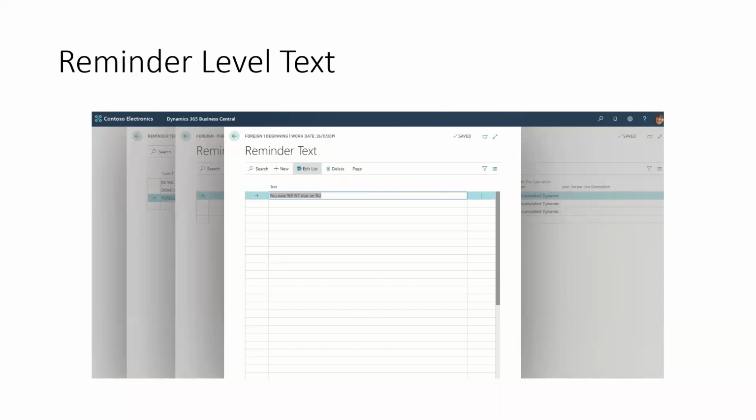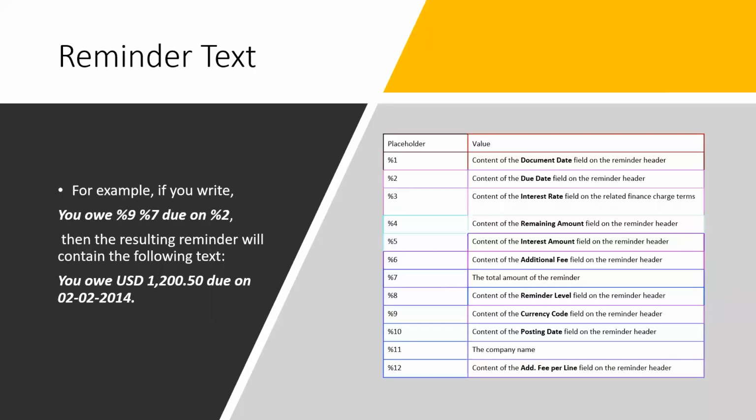The important thing that I would like to explain is the percentages that we see here. You owe %9, %7, due on %2. These specific variables are telling Business Central to take a look at some data on my invoices and show it in the message. Let's take a look at this dictionary to help us understand this same message. On the left side, for example, you write you owe %9, %7, due on %2. On the right side, we have a table explaining what specifically Business Central is going to print in that field, on the text, using the following table.